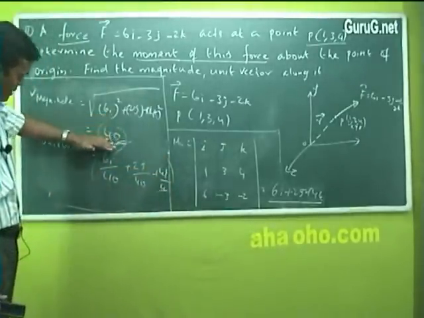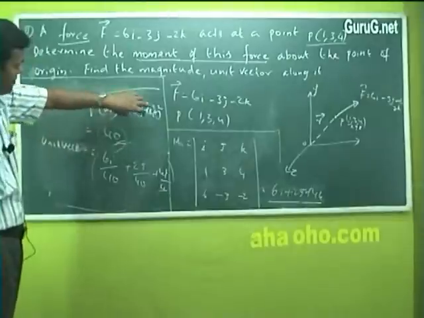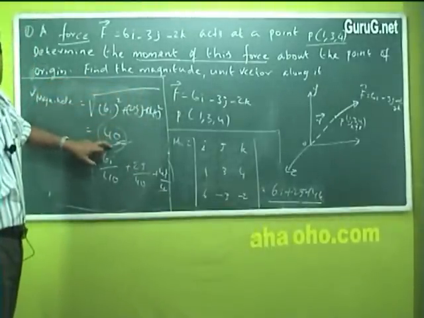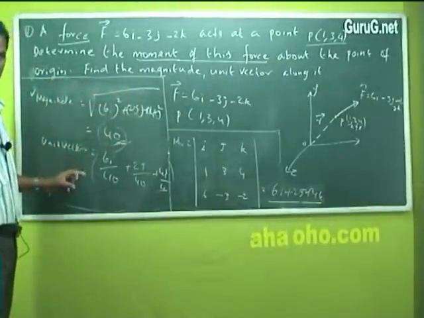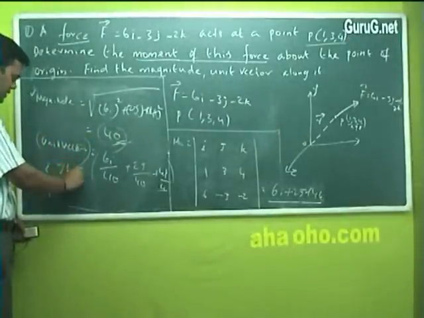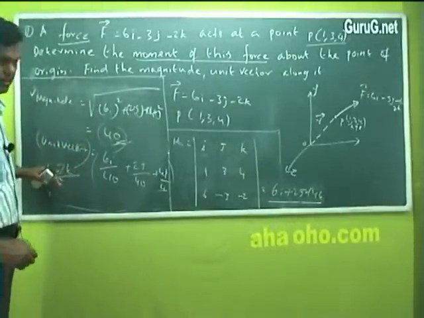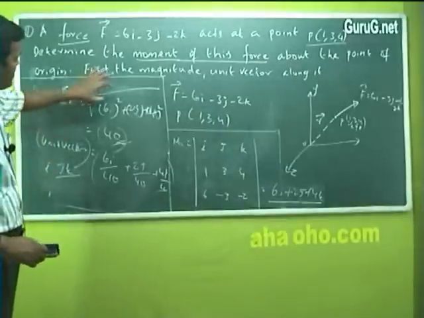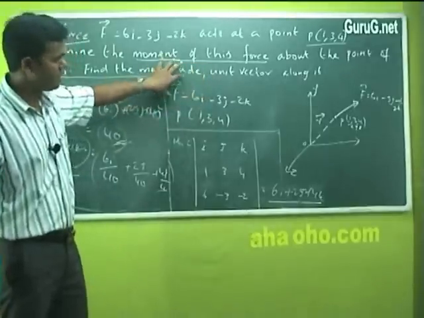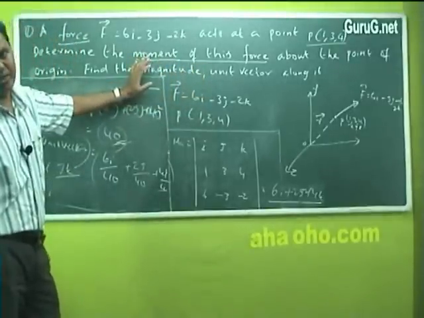After finding this value, the force value, whatever is given, we divide by this value. This becomes the unit vector, in terms of i, j, k. What is this? The requirement. So first you find the moment, then the magnitude and the unit vector. This procedure you can apply for any problem to get the answer.